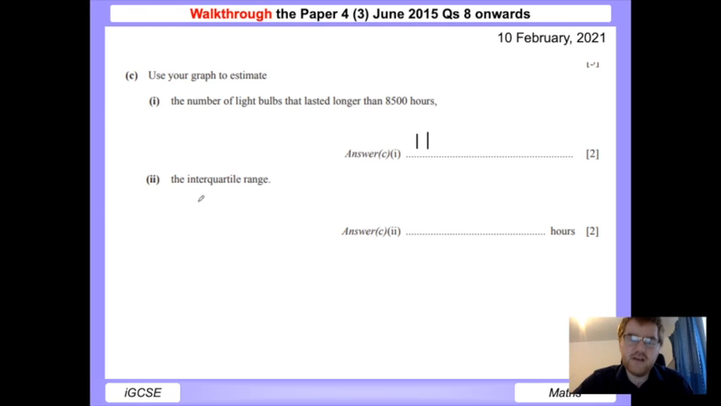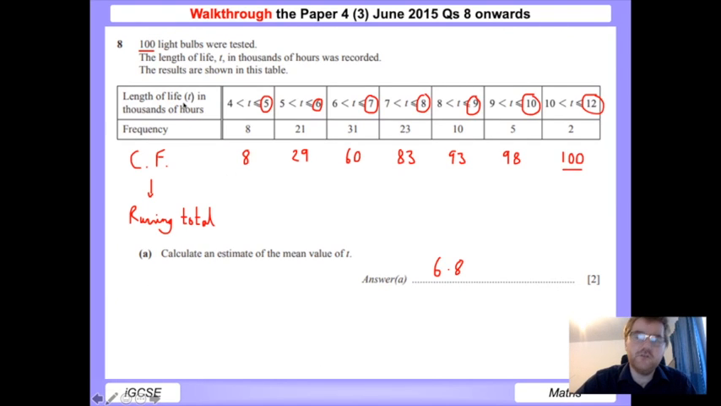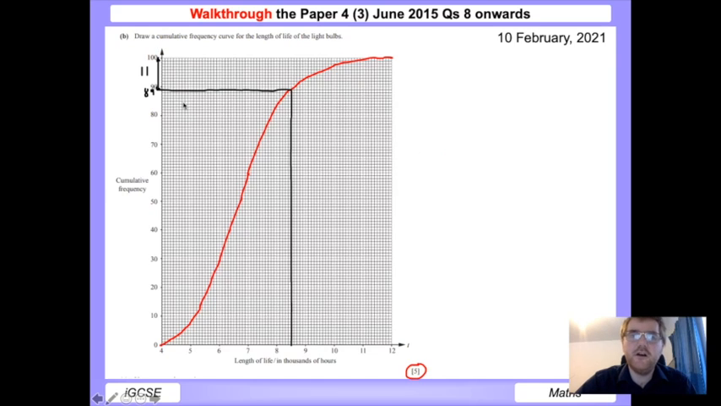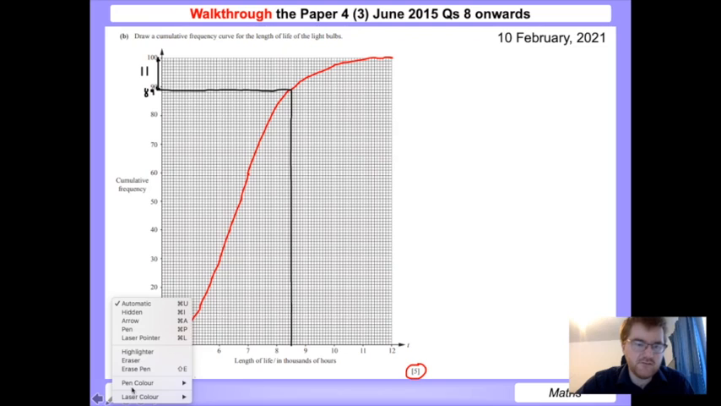The interquartile range, well, the interquartile range is calculated by upper quartile minus lower quartile. And what that means in real English is 75% of the data minus 25% of the data. And luckily, or maybe it wasn't luck, we've got out of 100. So 75% of 100 is 75. Yeah, so it's going to be easier to read off.